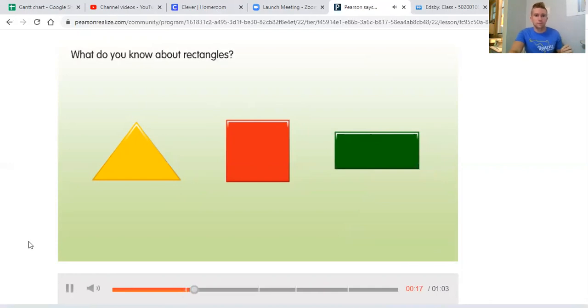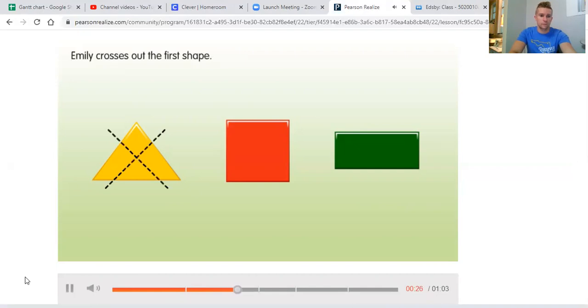What do you know about rectangles? Rectangles have 4 sides and 4 corners. Okay, corners is just another name for vertices. All right, we already learned that. Vertices and corners are the same thing. Emily crosses out the first shape. How does she know this shape is not a rectangle? So how does she know that that's not a rectangle? Tell me. Let me hear it.